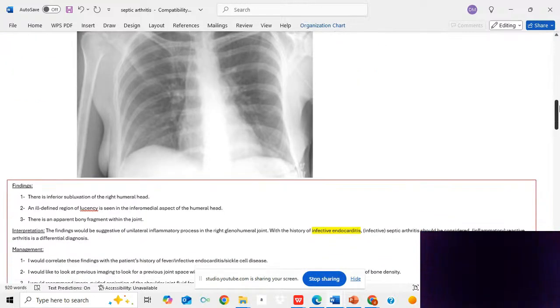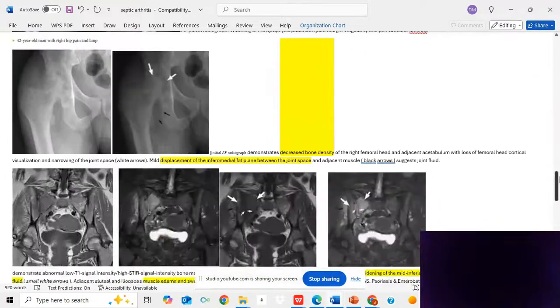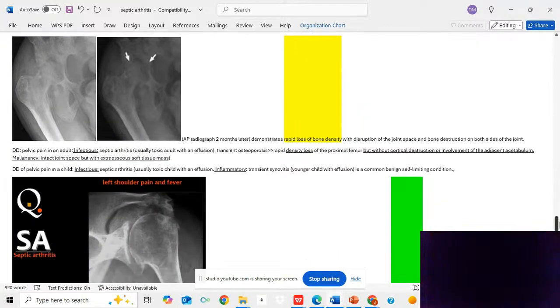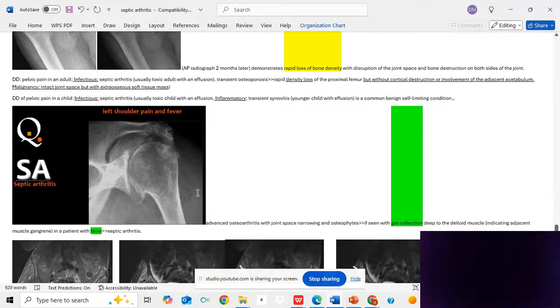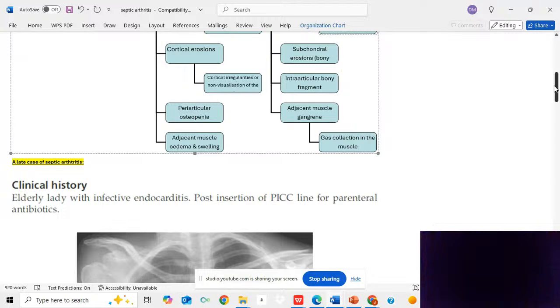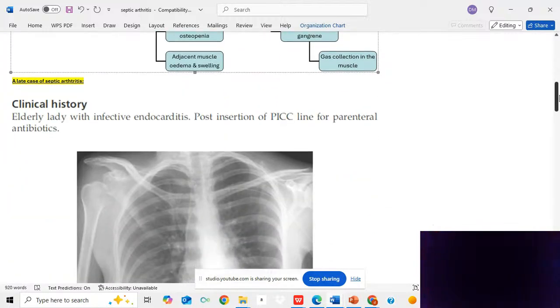Okay, I will try to find. Let's try to find. Yes, this is the sign. Can you see the collection here in the adjacent muscle? Yeah, this is a sign of gangrene of the muscle, which means a severe or late form of septic arthritis.